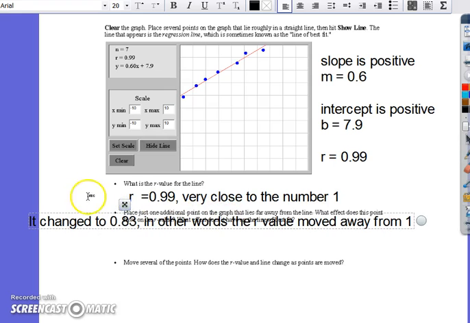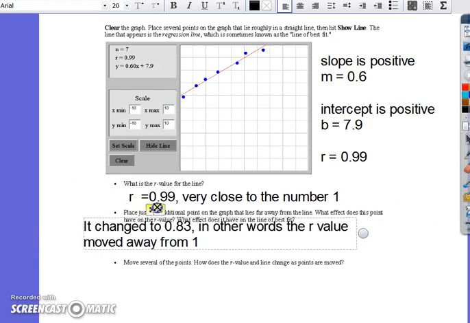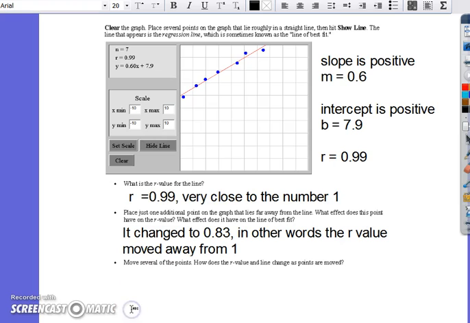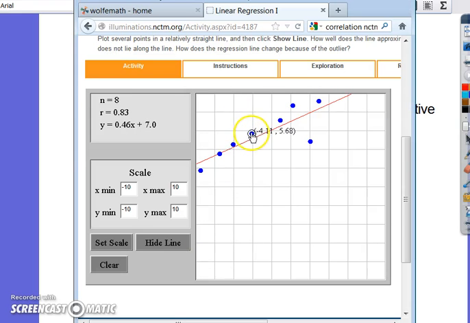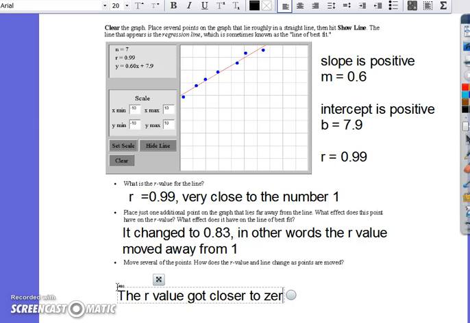Okay, so what I'm trying to prove to you here is that the r value is a measurement of how close the dots are. So if the dots are very close together, it means that r is very close to 1. And then it says move up several of the points. So I can actually move some of these points. What if I made a whole bunch of dots here that weren't on top of the line? So the r value gets worse and worse, that is, it gets closer and closer to 0.